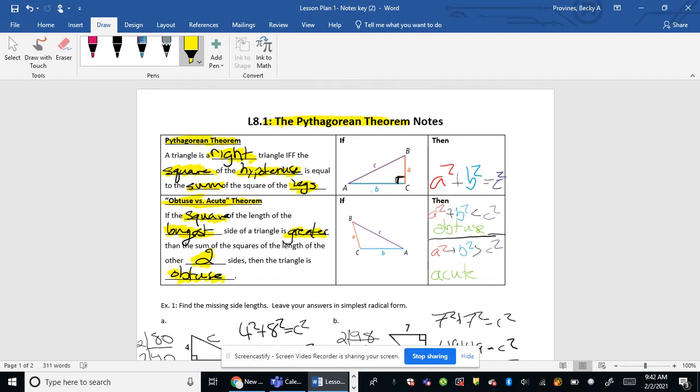So take this triangle here. If we were to add a squared and b squared together, and that were to happen to be less than c squared, we would know that angle C, which is opposite of side c, would be obtuse, or greater than 90 degrees. Now conversely, if we take this definition again and say if the square of the length of the longest side of the triangle is less than the sum of the squares of the length of the other two sides, then the triangle is acute. So if we were to add a squared and b squared together, and that was greater than the value of c squared, we would be left with an acute triangle.